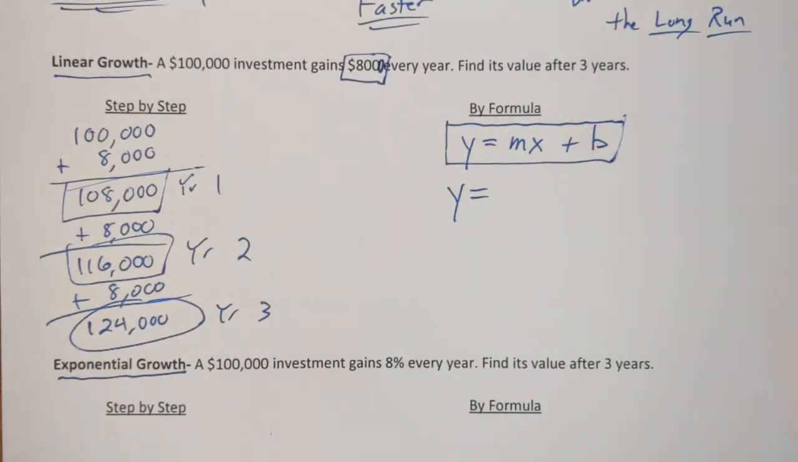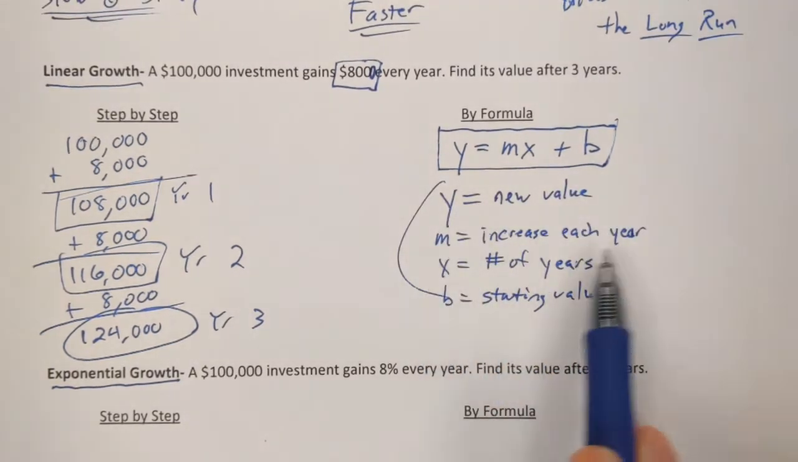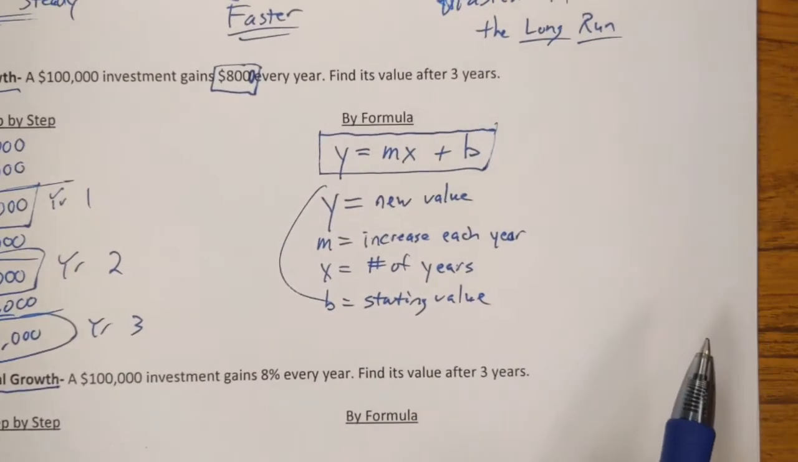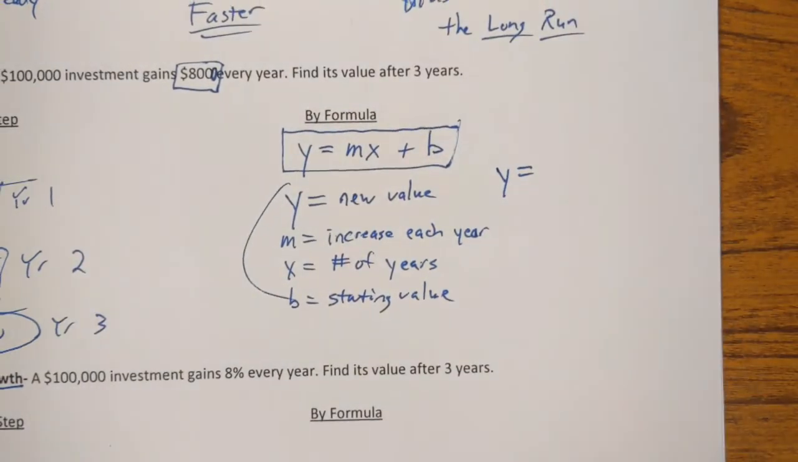Y is kind of in this formula. Let me write these out here. Okay, here's what each of these variables means in the formula. Y is your new value. It's going to be like your final answer that you want to get.